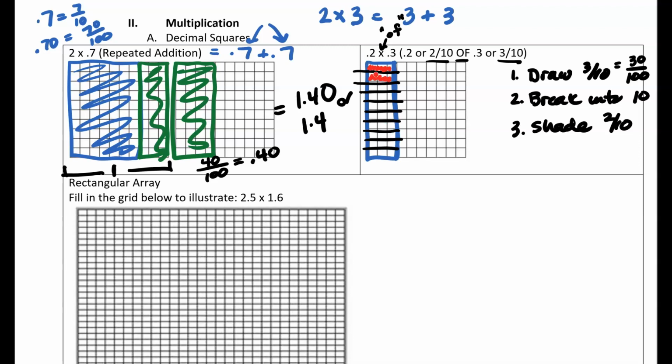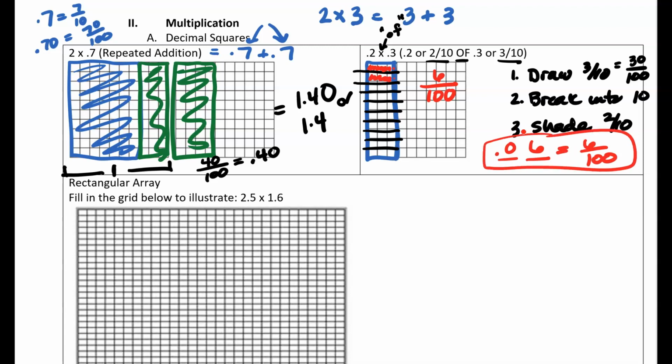And then for my answer, I just need to interpret, well, how many of these little squares did I shade? I shaded 1, 2, 3, 4, 5, 6 of those little squares, and there are 100 of them total in the picture. So my answer is 6/100. And then if I want a decimal for that, I can just go out to the 100th place, so 10ths, 100ths, and I'm going to put a 6 there and then a placeholder 0. So 6/100 is the same thing as 0.06. So either one of those will work as the answer.